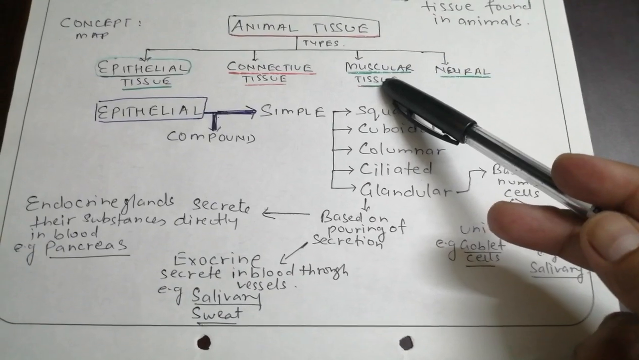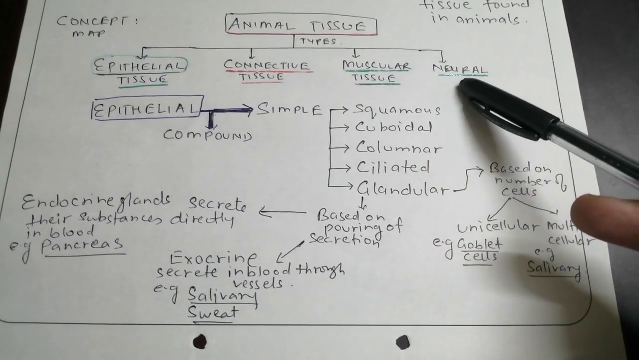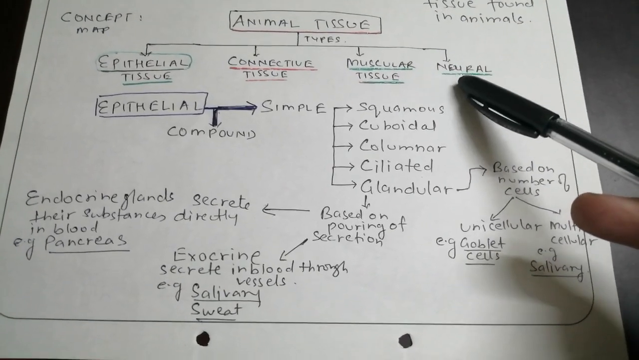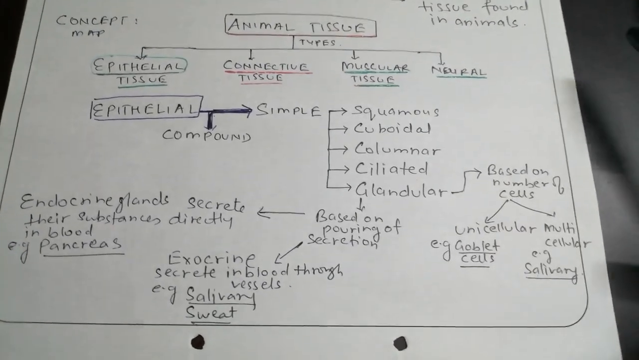And the muscular tissue helps in movement and locomotion. When we talk about the neural tissue, it is found in the brain. It helps in control and coordination. We will learn more about it when we go to the explanation part.